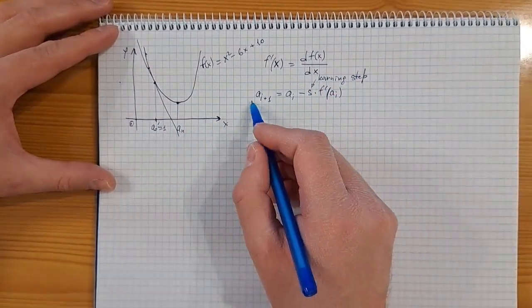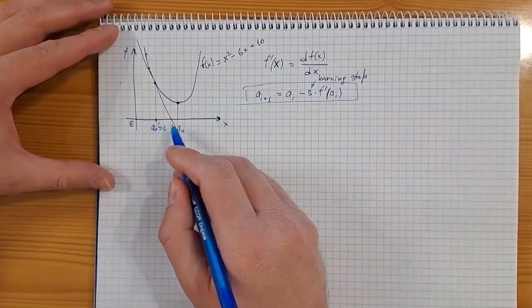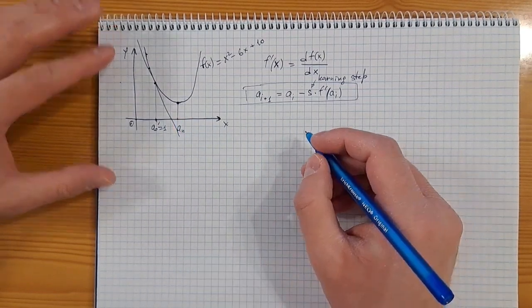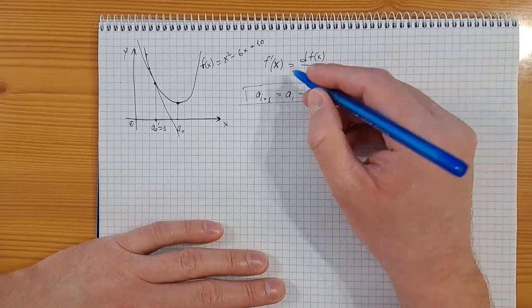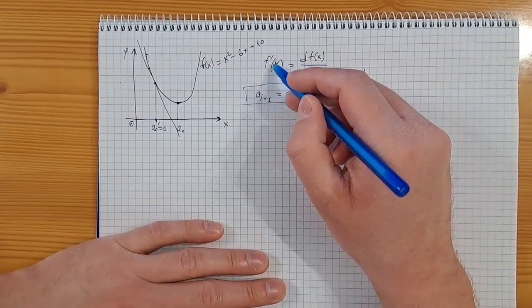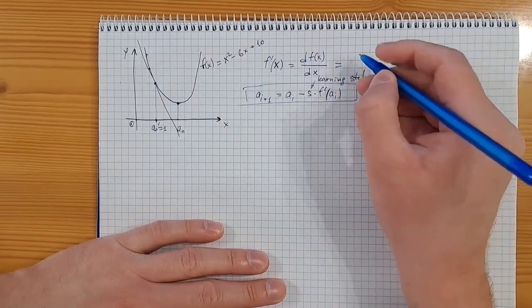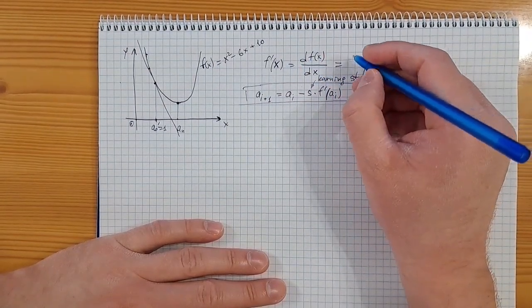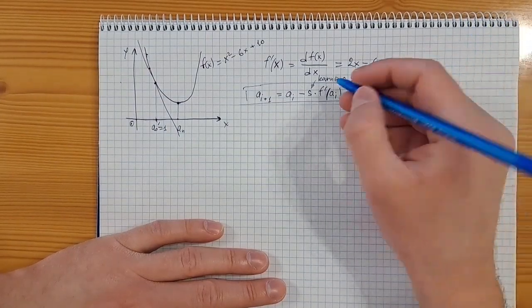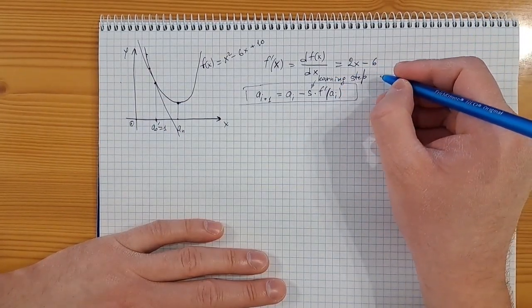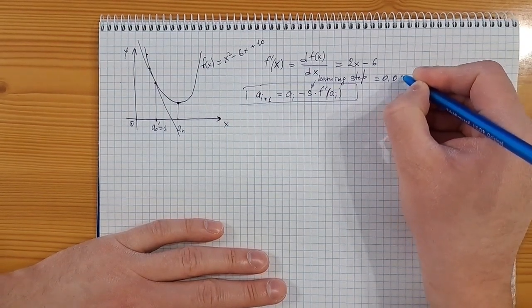And we are trying to apply this step-by-step algorithm where we can approach the actual a_n value. One thing we should do first, we actually need to figure out what the function's derivative is. And the derivative of this function is 2x minus 6. All right, let's take a learning step of, let's say, 0.001.